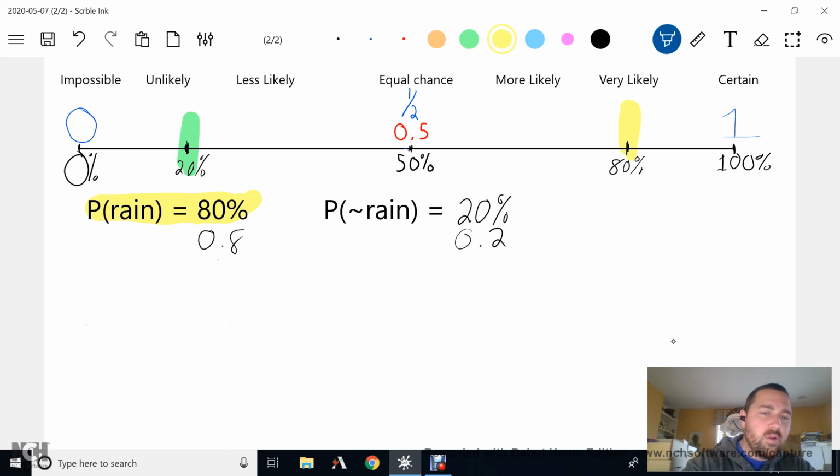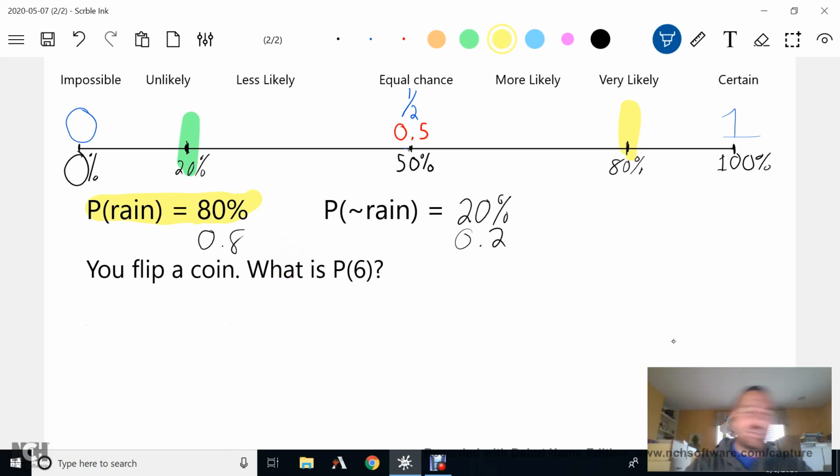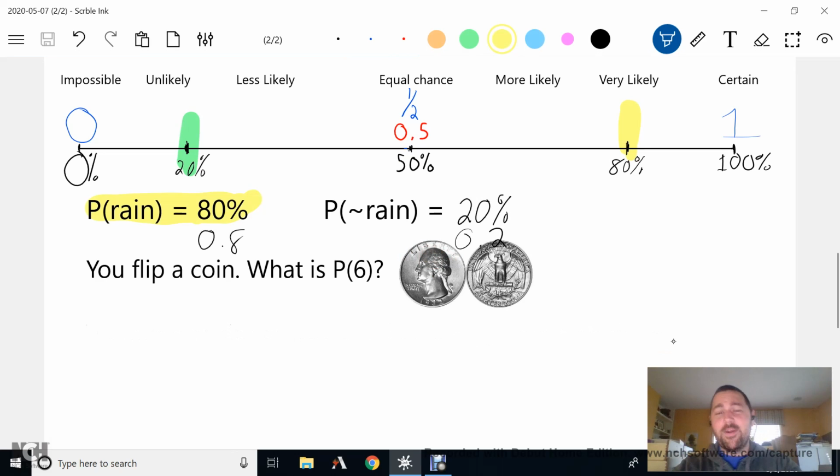Now, a couple of weird cases. You flip a coin. What is the probability that you get a 6? Flipping a coin seems normal and getting a 6 seems normal, but together they seem kind of weird because we happen to know that a coin has two sides. Neither one of them is a 6. So we would say the probability of getting a 6 when you flip a coin is 0. And this is what a probability of 0 means. It means the thing is impossible. It means it can never happen.